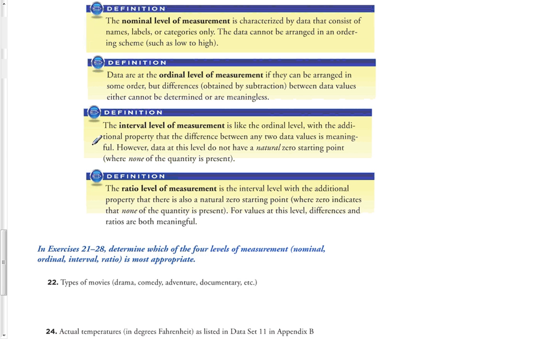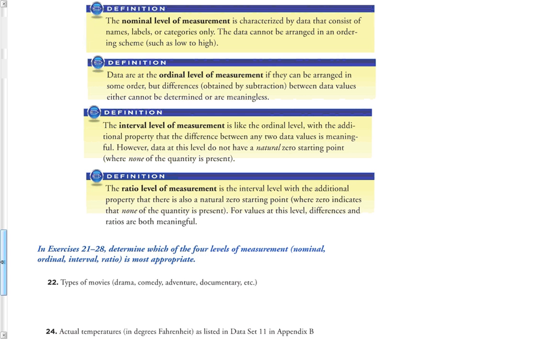Okay, now the last one is ratio level. And this is the strictest level. The ratio level is the interval level with the additional property that there is also a natural zero or starting point. And the zero indicates that there's none of that quantity present. So there's none of it there. So that's a natural zero.